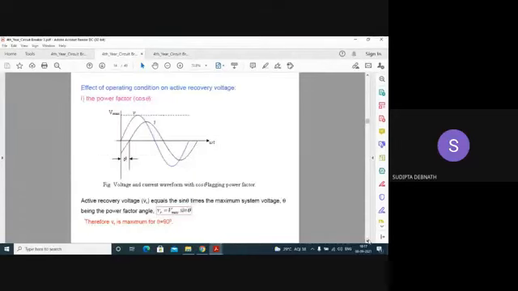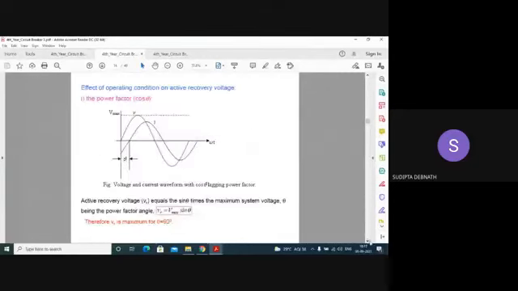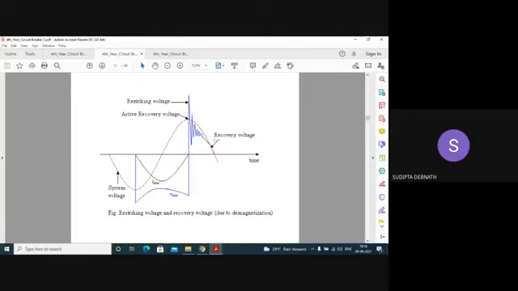Now, effect of operating condition on active recovery voltage. So active recovery voltage means the power frequency voltage, that is, this is the active recovery voltage. Okay. Now, see, there is a difference between recovery voltage and active recovery voltage. Recovery voltage is the voltage that appears after the final arc extinction, when this transient phenomena dies down.